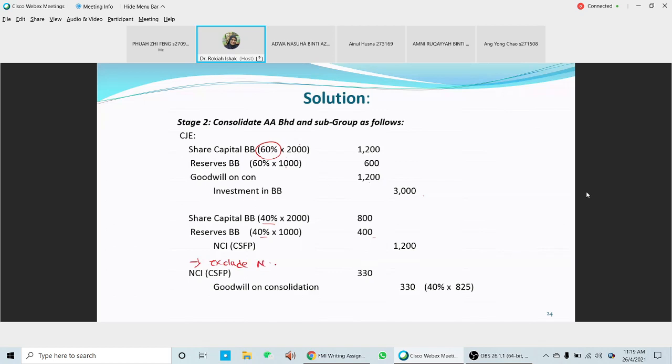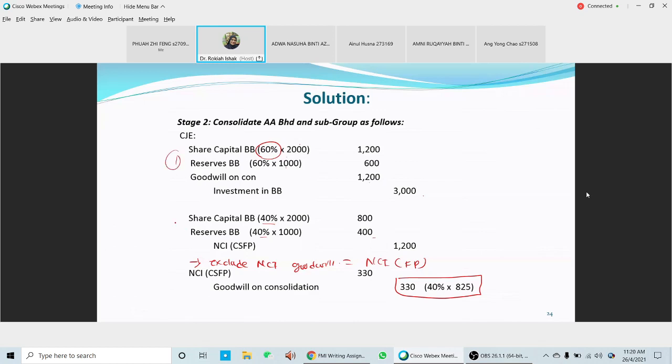exclude NCI goodwill. Okay, to exclude NCI goodwill here, the NCI goodwill here is 330. To exclude this one, you need to debit NCI, statement of financial position, and credit goodwill on consolidation. The last journal entry here is the last one.